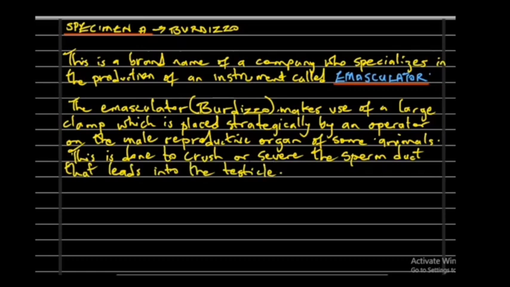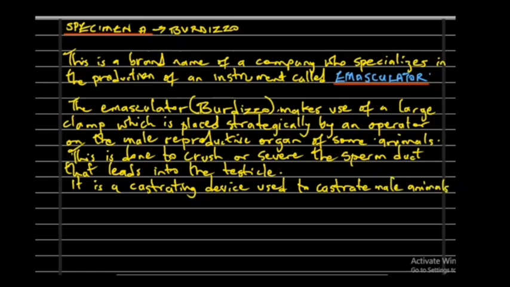So majorly what we are saying in essence is that this particular instrument, the emasculator or the Burdizzo, is a castrating device. It is a castrating device used to castrate male animals. Yes, that is what it is. This is done to prevent blood flow to the testicle.